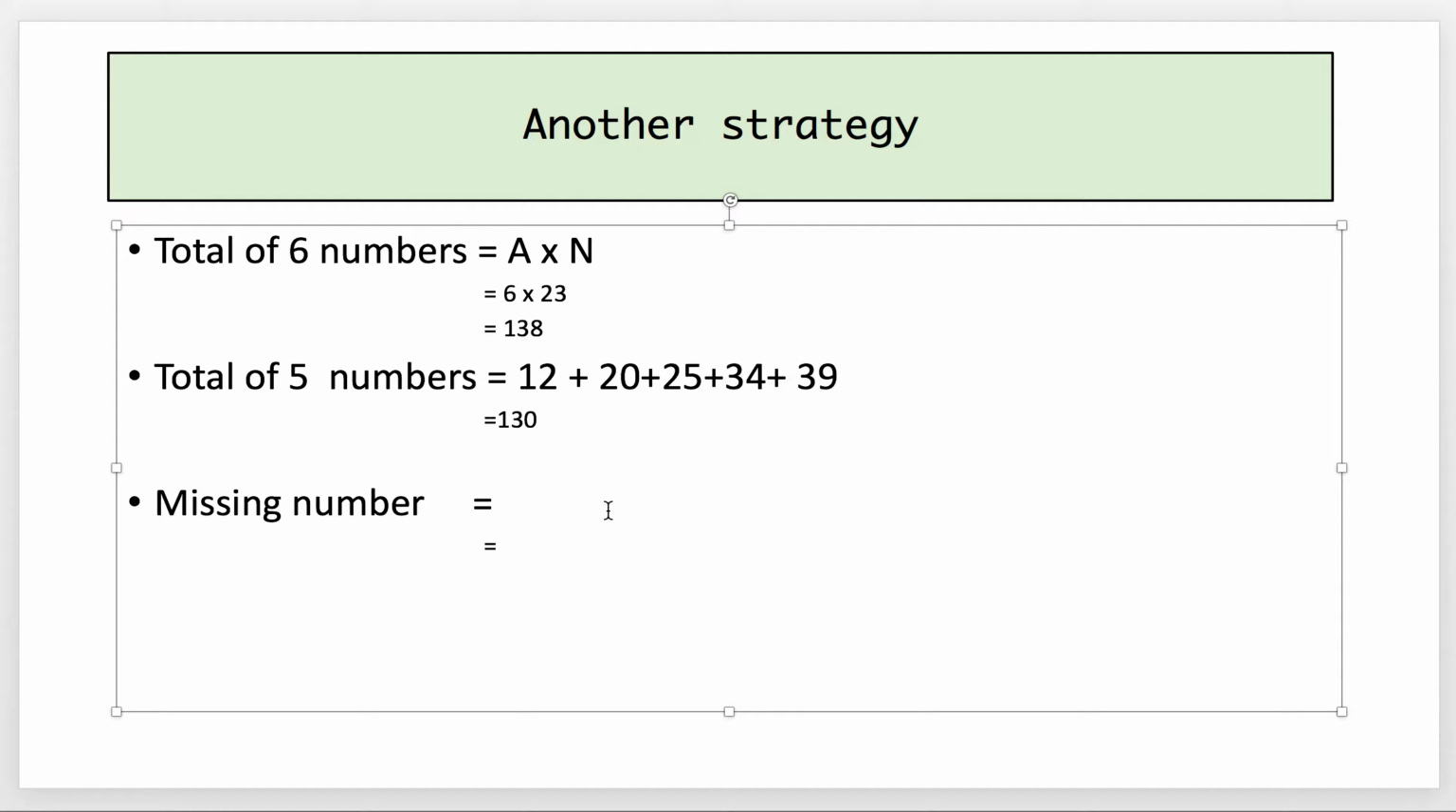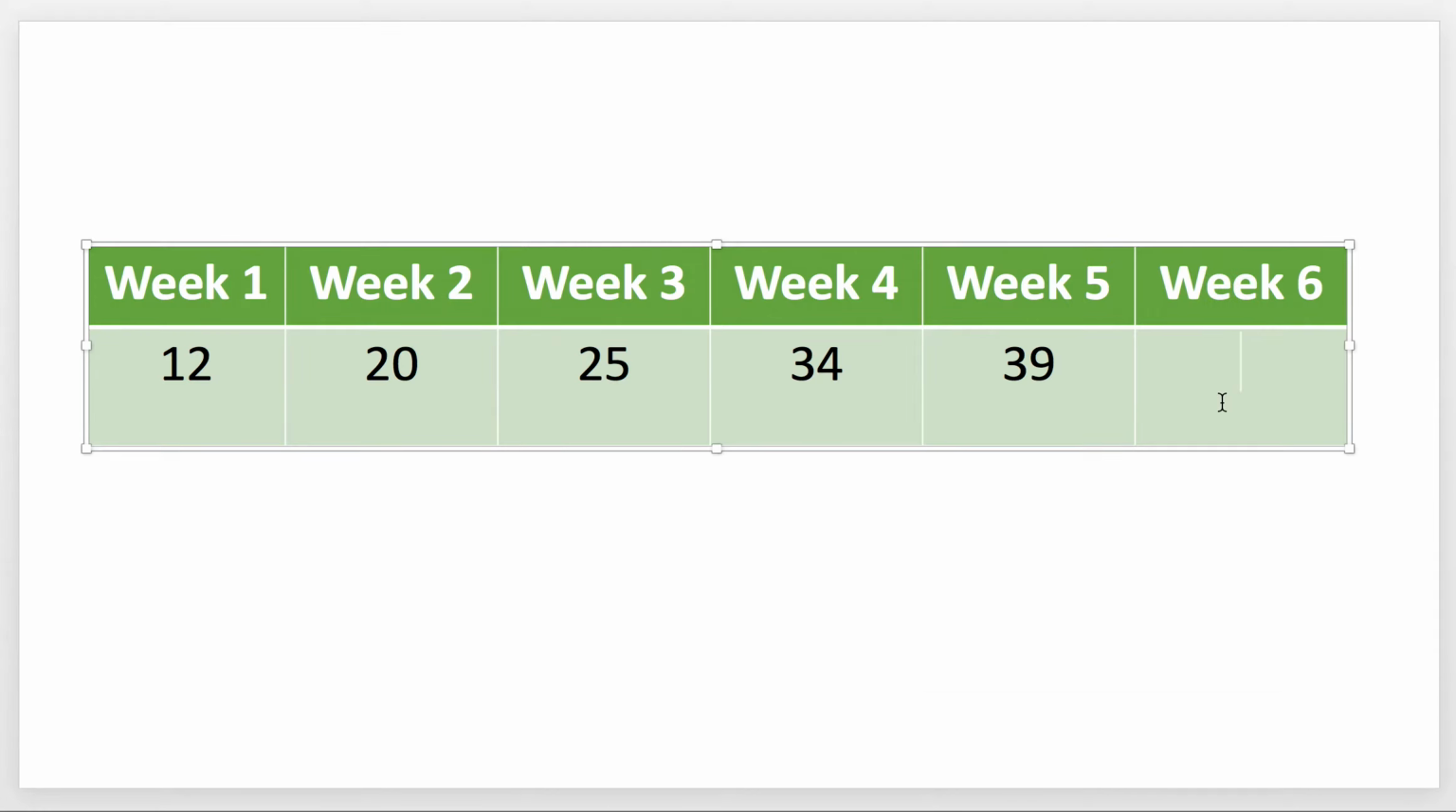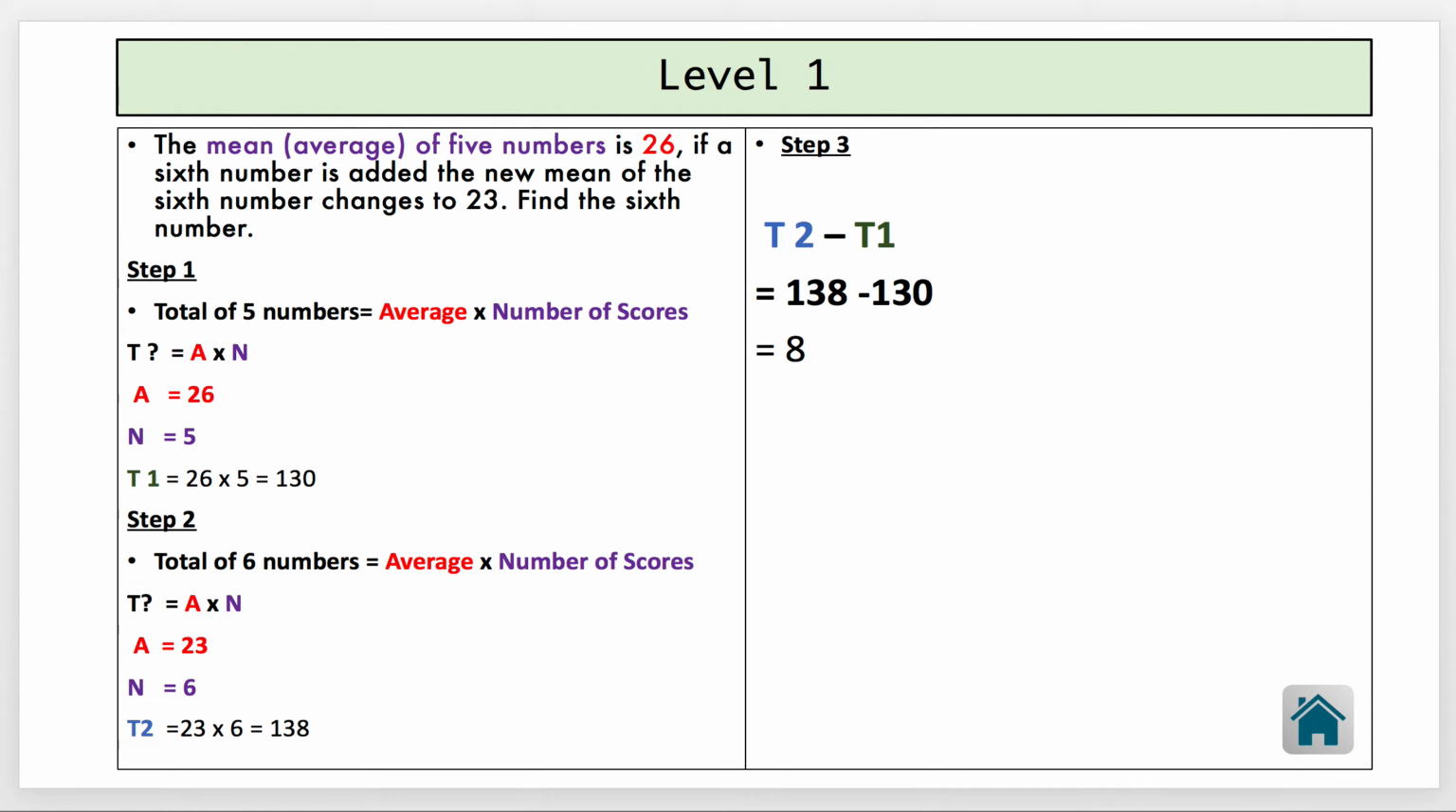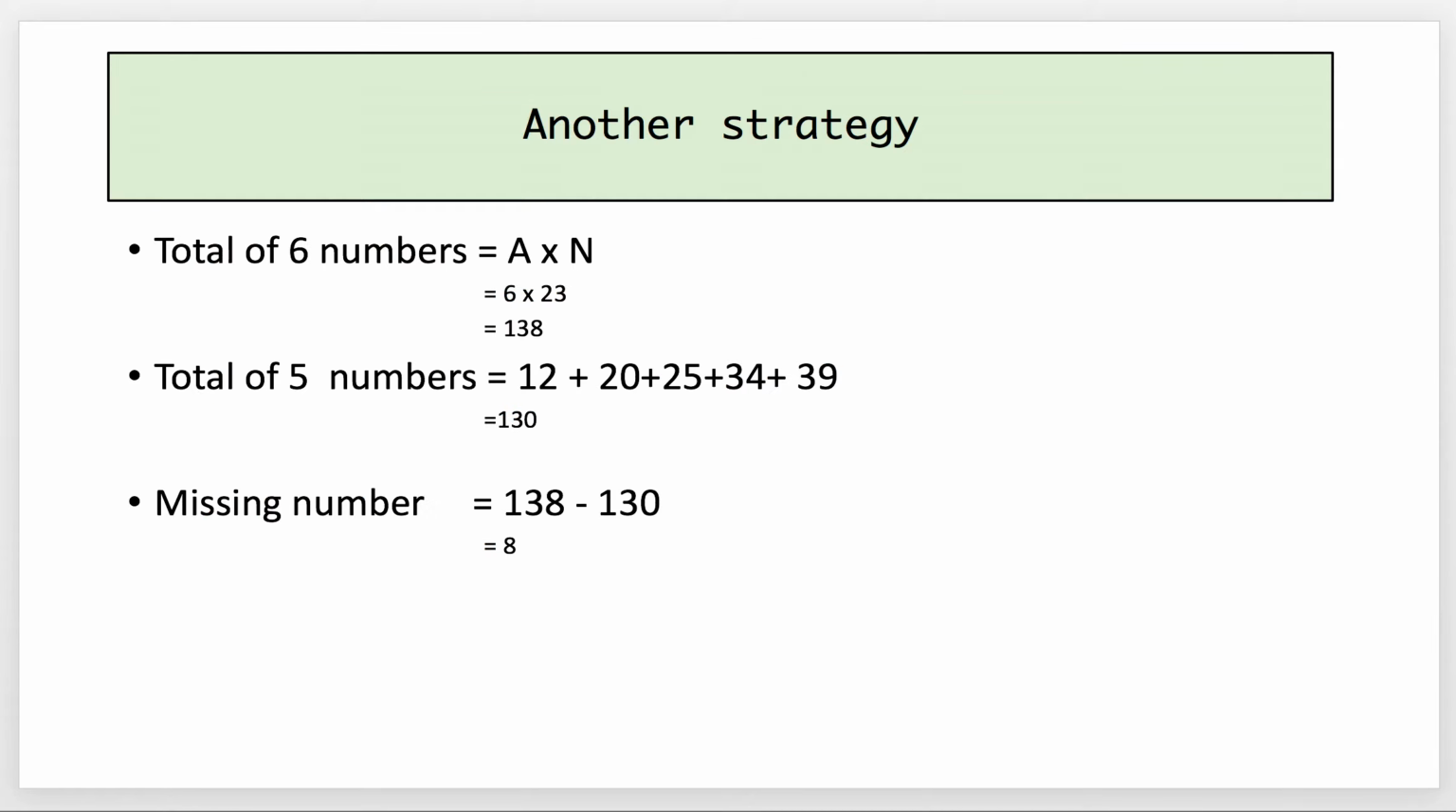Then the missing number is 138 minus 130, which gives us 8. So our missing number is 8. So if you did either of these, you got the answer.